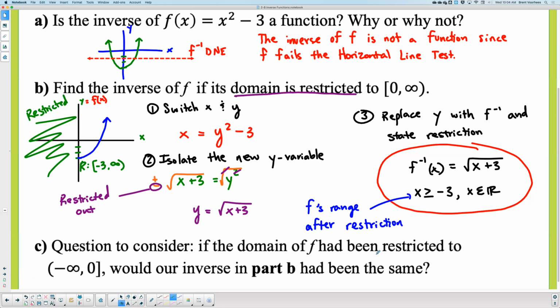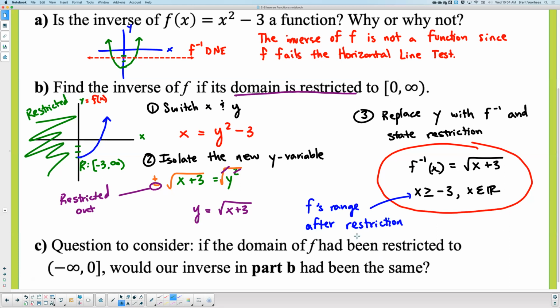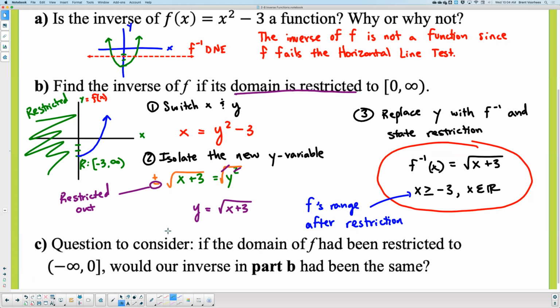All right, a question for us to consider here. If the domain had been restricted to negative infinity to 0, let's think back through this. If I did not restrict the left side, what if I restricted the right? Would our inverse in part B have been the same answer? What would have been different?